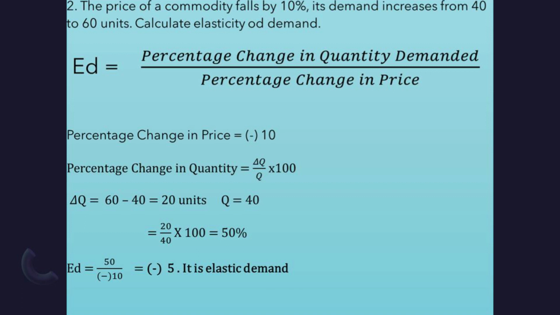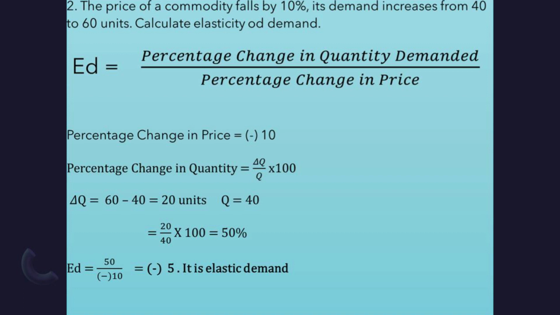Moving ahead, the next is: price of a commodity falls by 10%. Its demand increases from 40 to 60 units. Calculate elasticity of demand. Students, in the previous question, we were already given the percentage change. In this question, we are given the percentage as well as the demand, which is increasing from 40 to 60 units. So the 40 over here becomes your Q1 and 60 becomes your Q2, and we have to see the change in quantity over here.